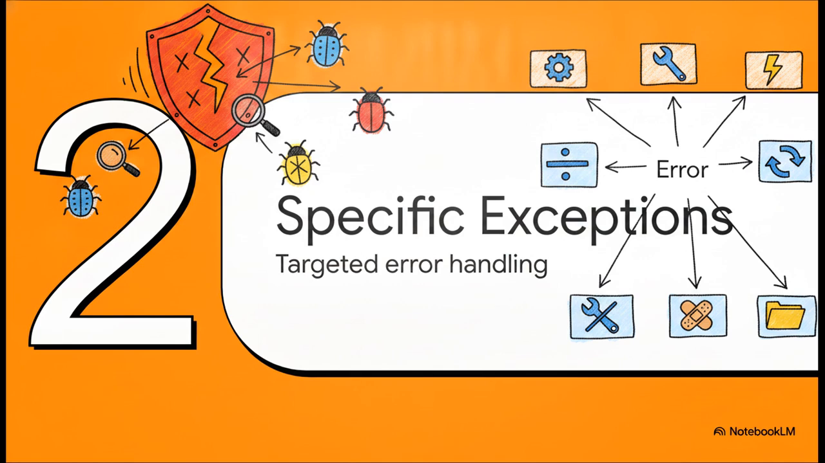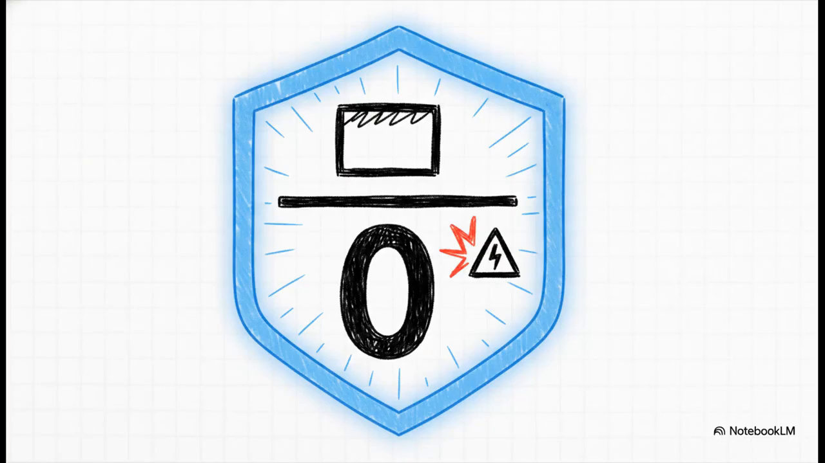Moving on to Section 2, handling specific exceptions. Now, catching everything blindly with a generic except clause is kind of a bad habit. We really need to be specific so we can respond with the exact right fix. For instance, the Python reference tells us that dividing by 0 specifically raises a ZeroDivisionError. We can explicitly catch this exact error by naming it right in our except clause.